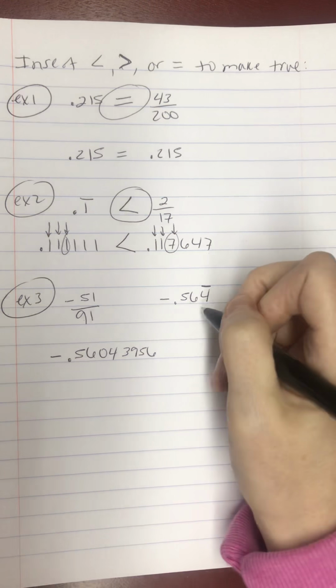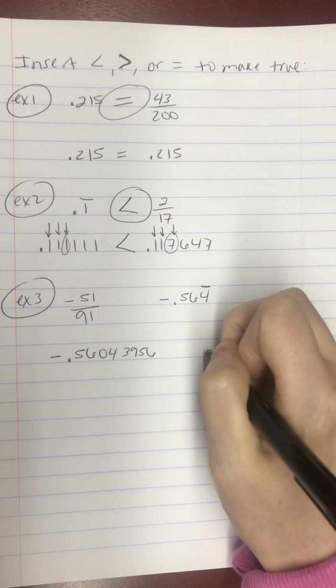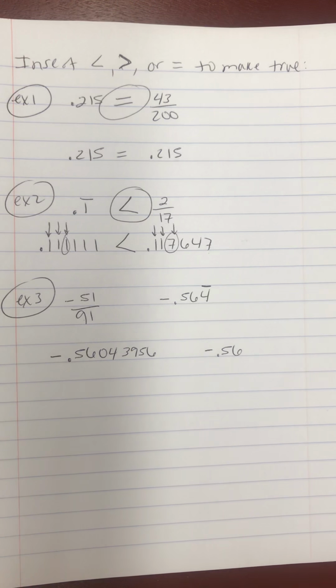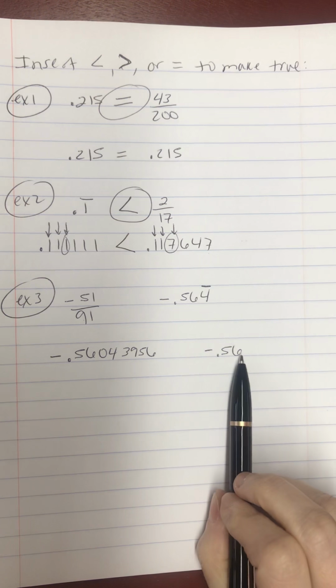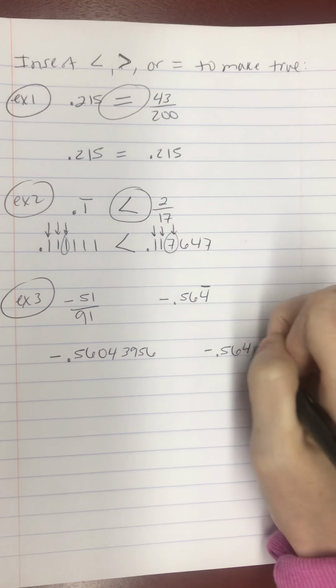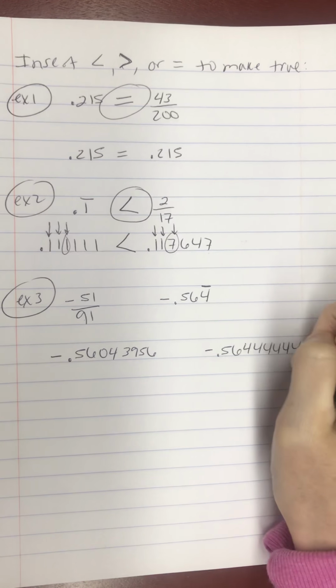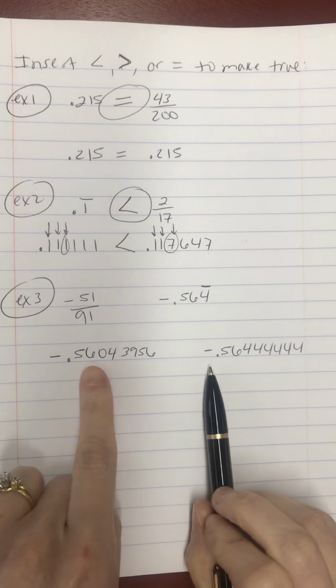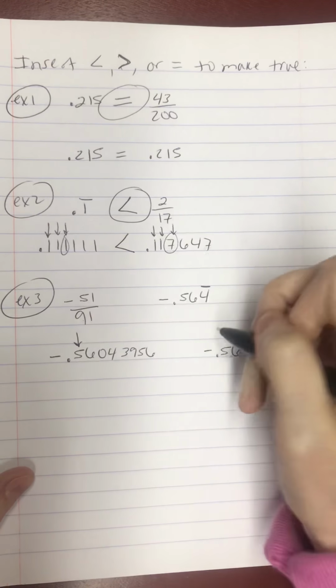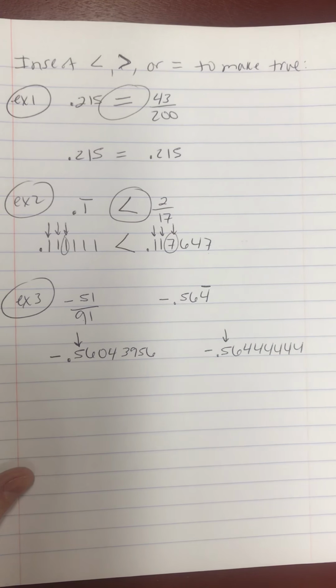And then I'm going to convert this one now. This one is negative 0.56. I guess technically I'm not converting it, but I am writing it out. It's already a decimal, but I want to write it out so that there's more digits. Since just the 4 is repeating, I'm going to go 4, 4, 4, 4, 4, 4. Make a bunch of 4s so that these are approximately the same number of digits so that you can compare them very easily. And now you'll notice the 5 right after the decimal is a match.